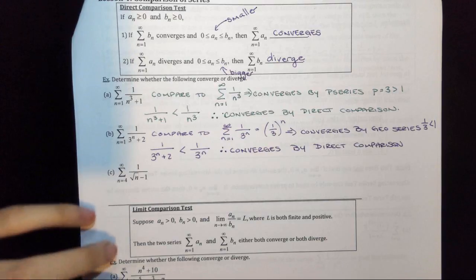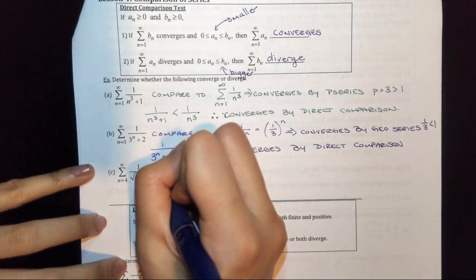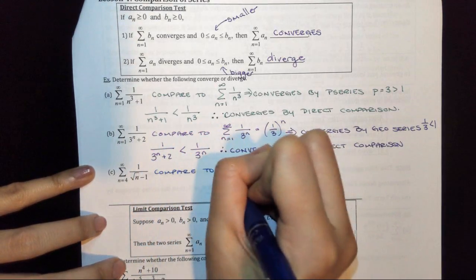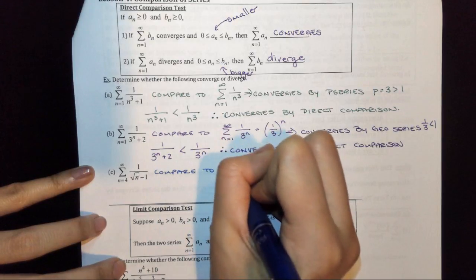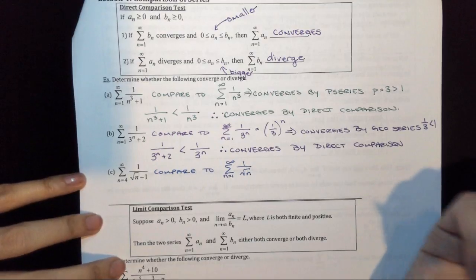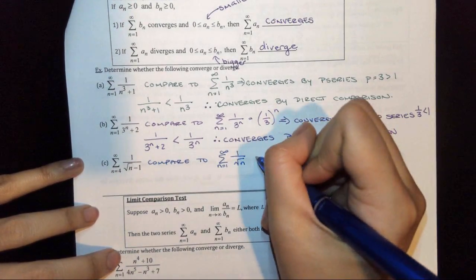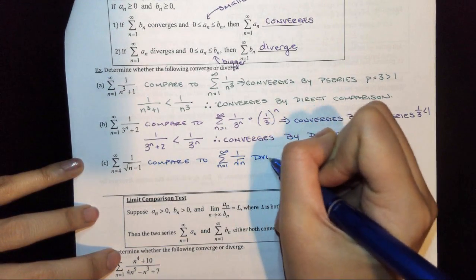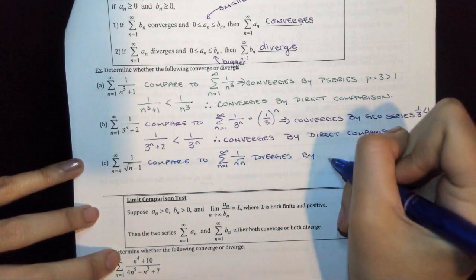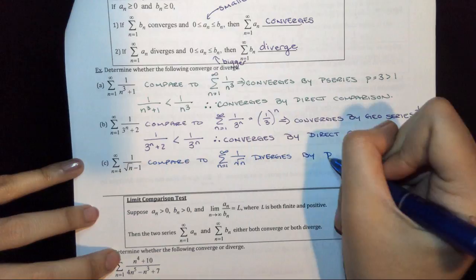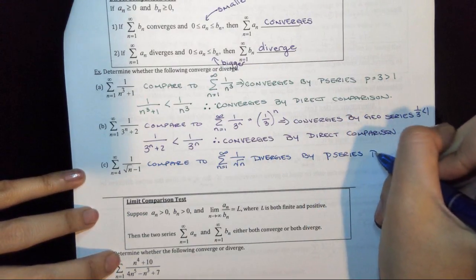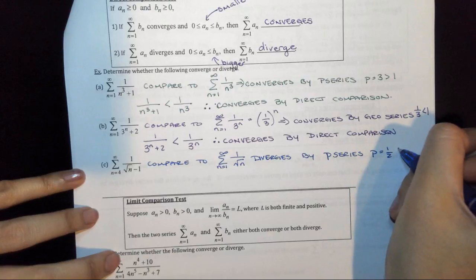All right, one last one. 1 over square root n, I will compare to that. 1 over square root n diverges by p-series, right? Because p is 1/2, which is less than 1.